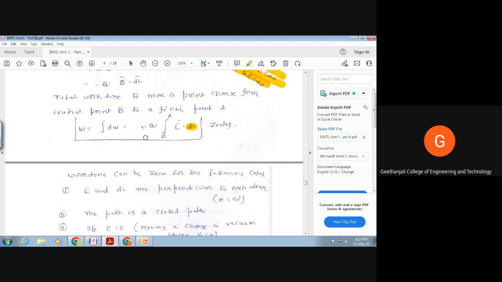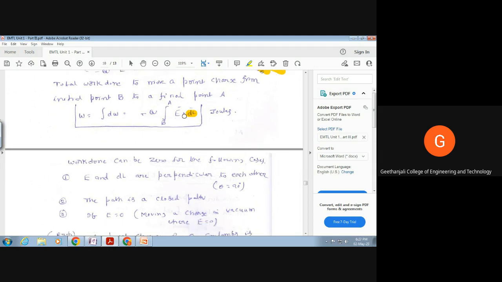So W is equal to minus Q integral E dot dl from B to A. This is the work done to move Q coulombs of point charge from initial point B to final point A against the direction of electric field. Now let us see for what conditions W can become zero.